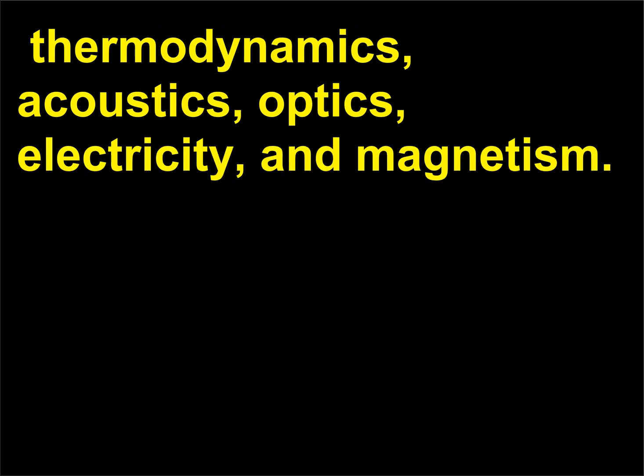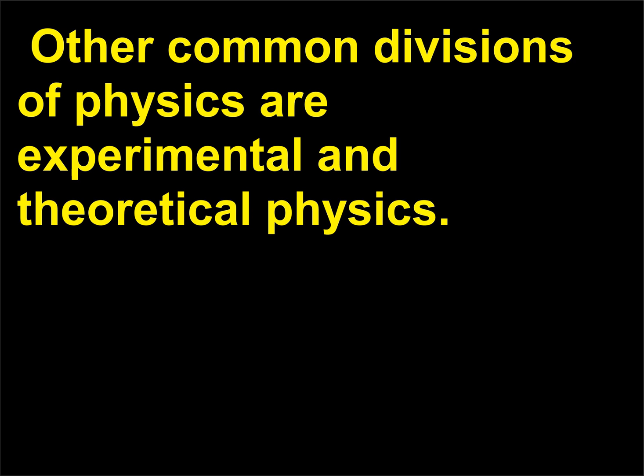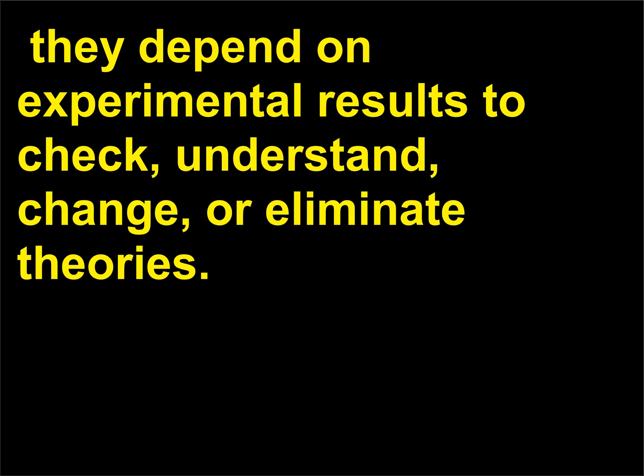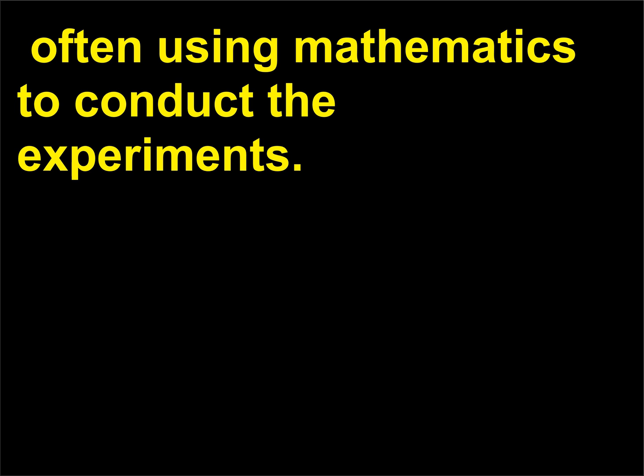Classical physics includes Newtonian mechanics, thermodynamics, acoustics, optics, electricity, and magnetism. Modern physics includes such fields as quantum field theory and relativistic mechanics. Other common divisions of physics are experimental and theoretical physics. Theoretical physicists use mathematics to describe the physical world and predict how it will behave. They depend on experimental results to check, understand, change, or eliminate theories. Experimental physicists test their predictions with practical experiments, often using mathematics to conduct the experiments.